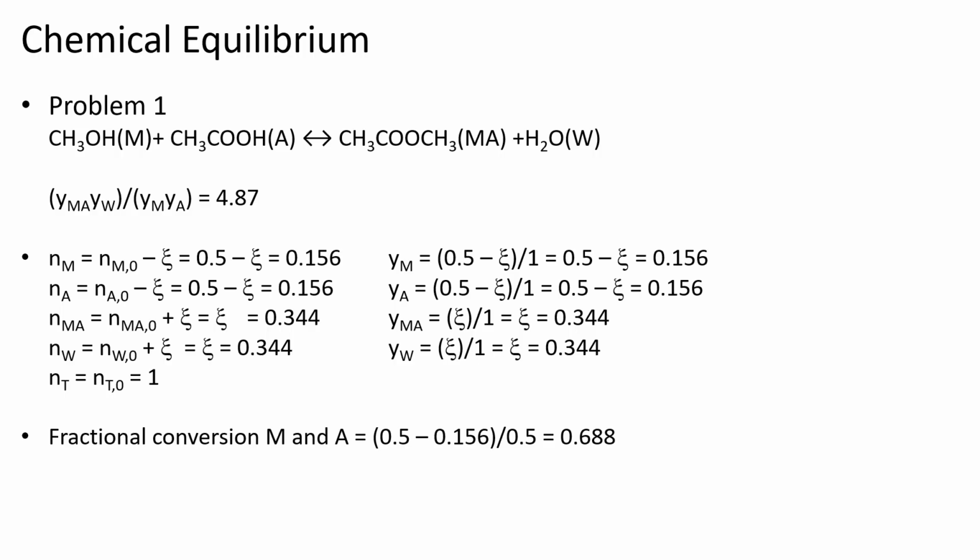The fractional conversion of a species is equal to the amount of that species which reacts divided by the amount that's fed to the reactor. So let's consider the methanol to begin with. The amount that reacts is equal to the amount that's fed, 1/2, minus the amount that exits. From the expressions up here, the amount that exits is 0.156.